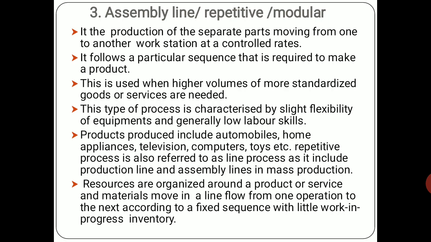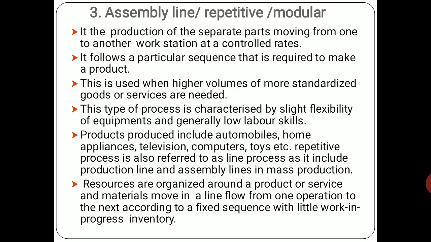What type of products generally are produced under this assembly line? It may be automobile products, home appliances, television, computers, toys, etc., which have production in such a manner that the whole product is fragmented into different parts and components. These different parts and components are produced somewhere else and they are brought together at the assembly line, and then the wholesome product is produced there. That is the crux of the assembly line, right?